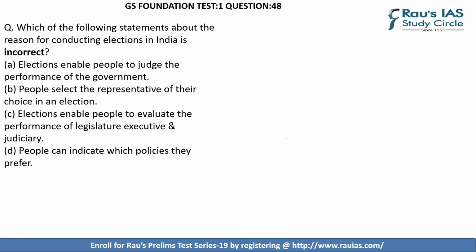Question number 48 reads: which of the following statements is not a reason for conducting elections in India? Let us directly go to the statements. Now the first one says that elections enable people to judge the performance of the government. Now this is absolutely correct. That is, it is one of the reasons for conducting elections. Why? Because every citizen who is above 18 is given a right to vote. And the value of one person is equal to one vote. Hence, citizens have a great power in their hand and they can, by means of elections, judge the performance of the government, and if they are not satisfied, they can remove the current government. Hence, statement 1 is correct.